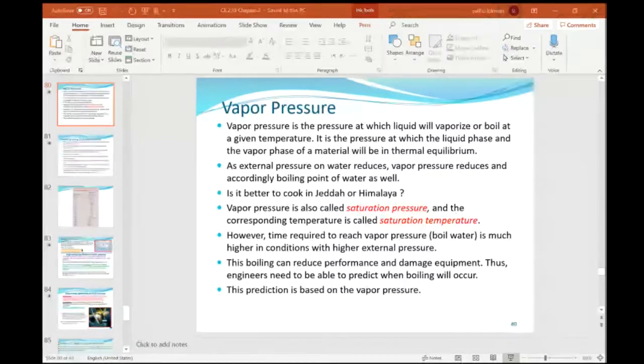Can you see the next slide? This is slide 81, predicting boiling using vapor pressure. Can you see it? Oh, it's not showing.